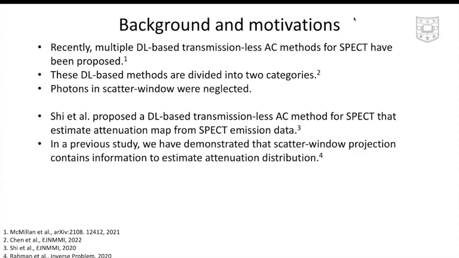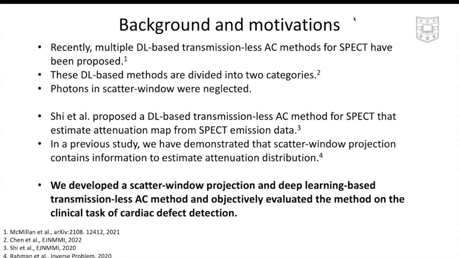Shi et al. proposed a deep learning-based transmission-less attenuation compensation method for SPECT that estimates the attenuation map from SPECT emission data. And in a previous study, we have demonstrated that scatter window projection contains information to estimate the attenuation distribution. Based on those previous studies, we developed a scatter window projection and deep learning-based transmission-less attenuation compensation method and objectively evaluated the method on the clinical task of cardiac defect detection.